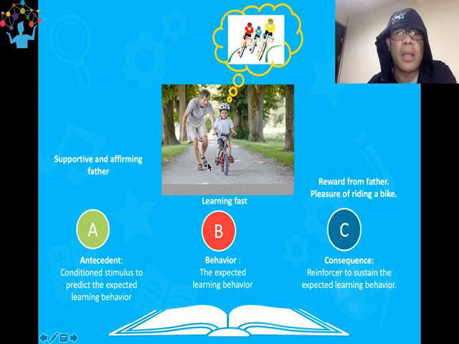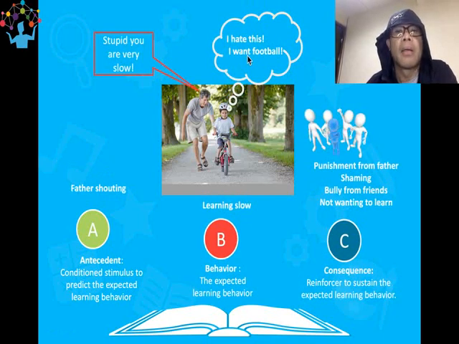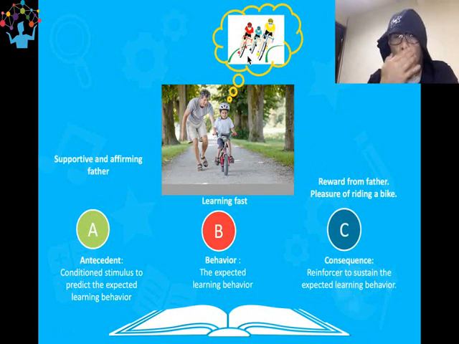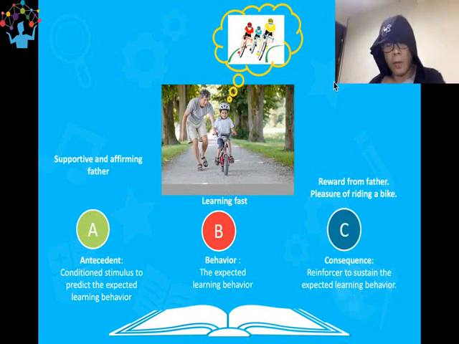So, on the other hand, also part of the antecedents and consequences, for example, the child is dreaming to become a professional biker. That also reinforces the fast learning because something is running in the head of the child in terms of his dream, and that makes it more pleasurable for him.